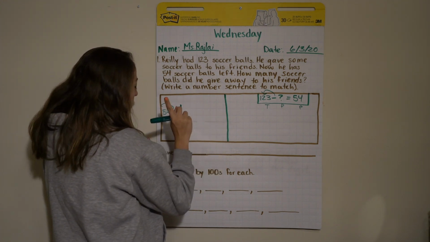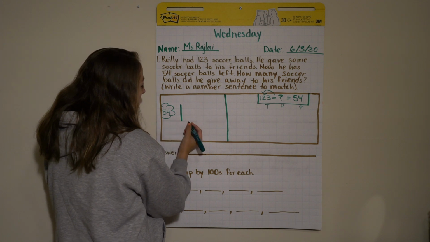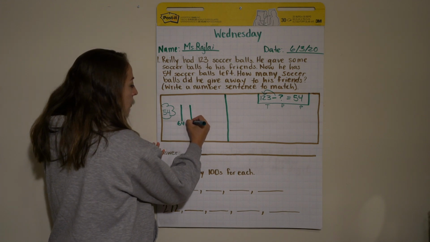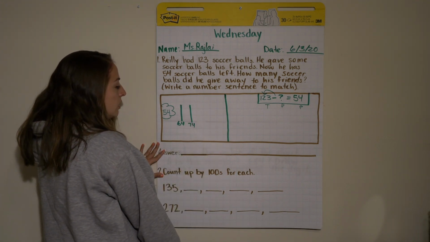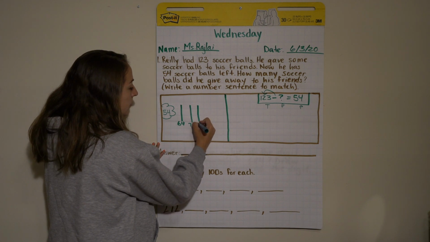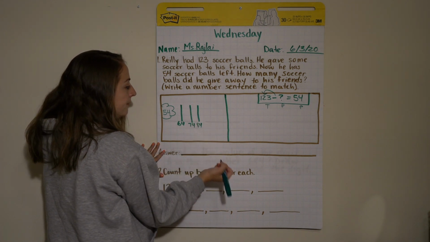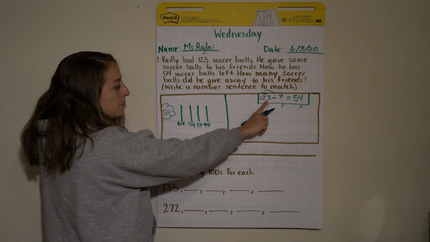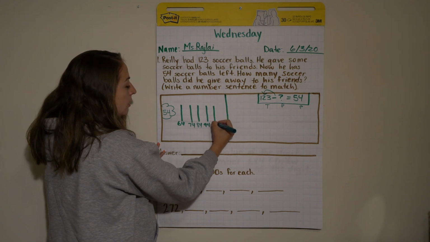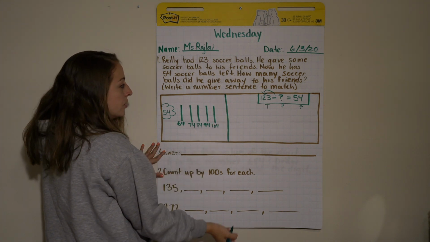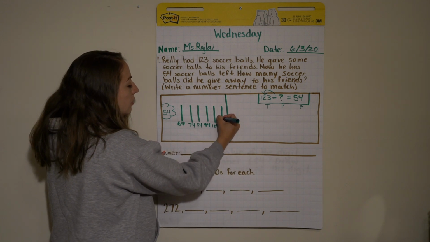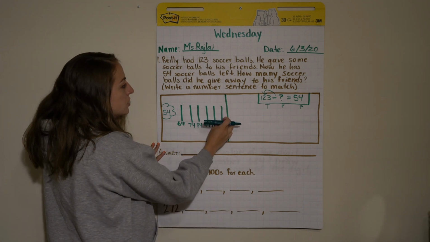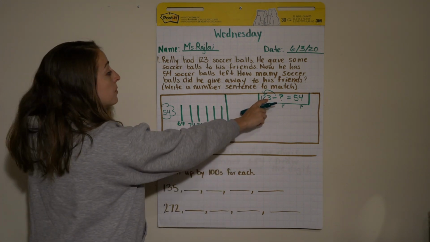So 1 10 stick, I'm counting up. So 54, 64, 74, 84, 94, I'm not at my total yet, 104, 114. Now if I drew another 10 stick, I would get to 124 and that would pass my total.